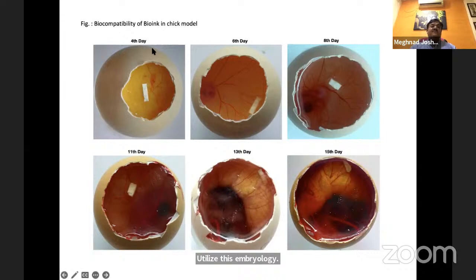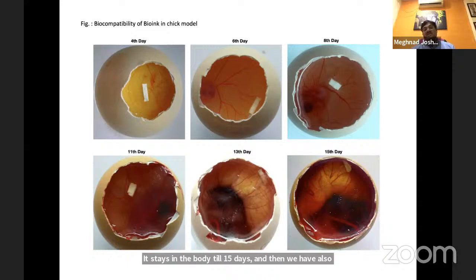In this photograph, if you can see, this is the 4th day where we have placed a bone scaffold into the CAM area, and we have studied whether this is biocompatible, or whether it produces any toxic effect to the chick embryo. And we have found that this bone graft is very biocompatible. It stays in the body till 15 days, and we also studied the later part, and observed that the majority of this bone is utilized by the chick.